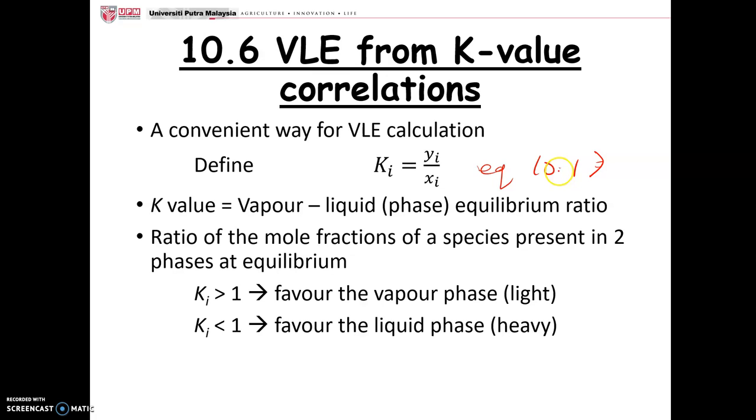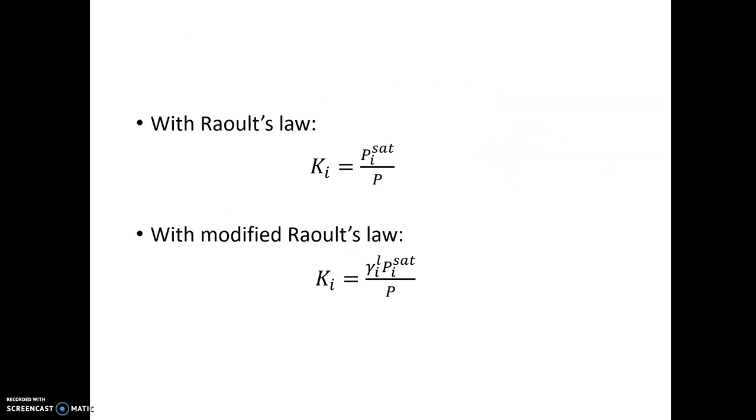So from this correlation, if you check back equation 10.1, the K value for Raoult's law will be Pi set over P, from 10.1. Basically we replace it with y1 over x1. So we put it in terms of K. And similarly, Raoult's law also you get like this. The superscript represents the K value.